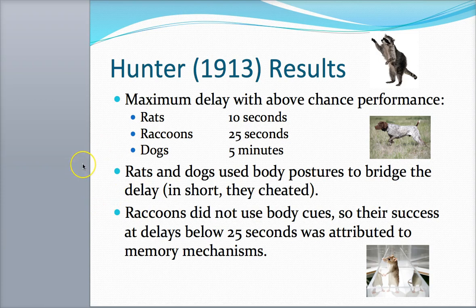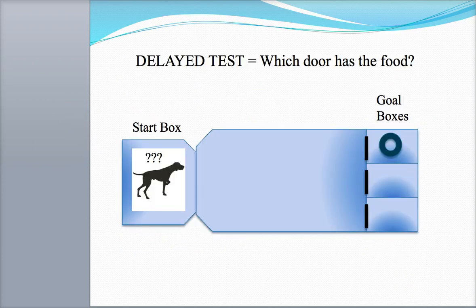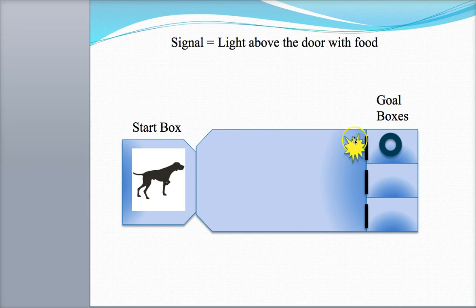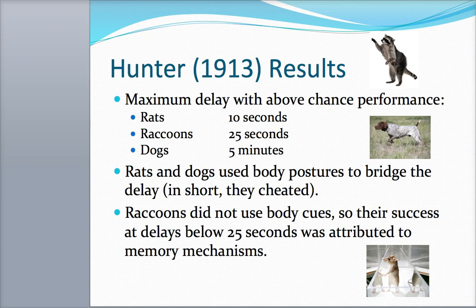The maximum delay where they were able to demonstrate above chance performance. In each case, because there's 3 choices, 33% would be guessing. So if he only gets it right 33% of the time, the dog is guessing. Anything above that would imply that the dog is able to retain some neural representation of where this food is located. And what he found was that for rats, that was about 10 seconds. After 10 seconds, they pretty much dropped to chance levels. Raccoons could go as long as 25 seconds, and dogs were able to go for 5 minutes. Which is pretty impressive.